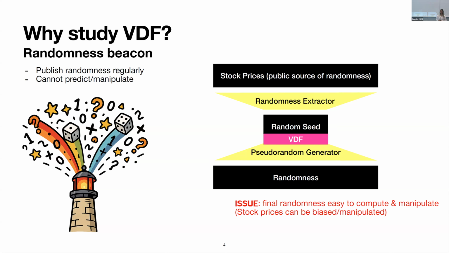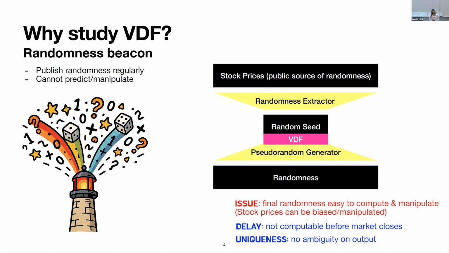So the solution here is to apply a VDF on top of the random seed. And because of the delay requirement, we know that the final random string cannot be computed before the stock market closes, and therefore it cannot be manipulated in anyone's favor. And uniqueness tells us that there is no ambiguity in the output.